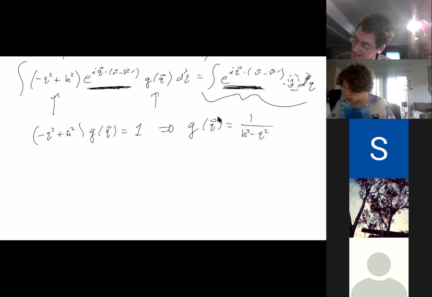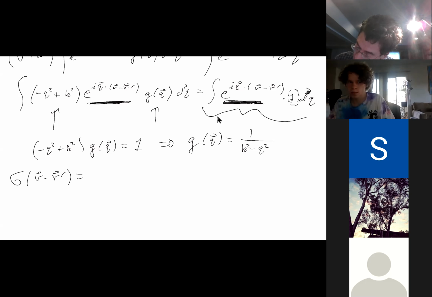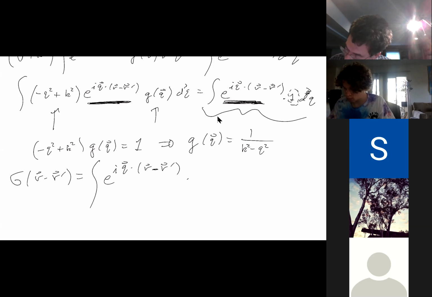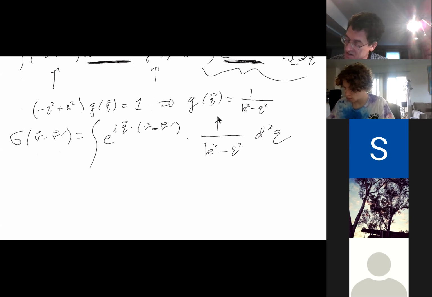But then I still have to find it in real space. So now I have to find G of R minus R prime, which is equal to the integral of e to the I q dot (R minus R prime) times G of Q, which is 1 over K squared minus Q squared, d cubed Q. Okay, so now that's how you find the Green's function. You have to do this integral. So that's how you set it up.